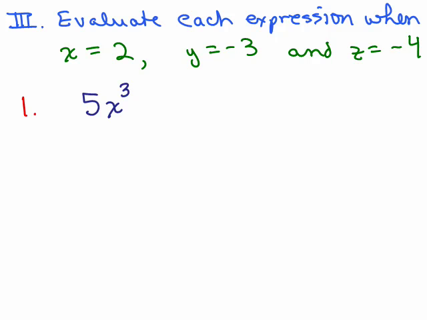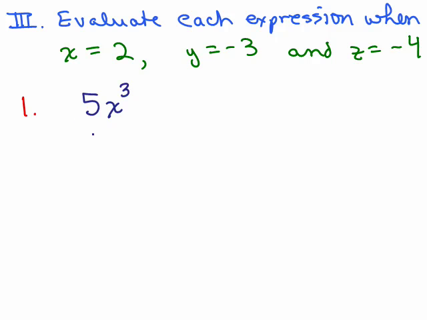All right, we're still on 1.6. This is part 3. Evaluate each expression when x equals 2, y equals negative 3, and z equals negative 4. The rest of the directions also say to write each number as an integer or a reduced fraction. In other words, do not write as a decimal. And if it's undefined, write the word undefined. In other words, if it's not a number.